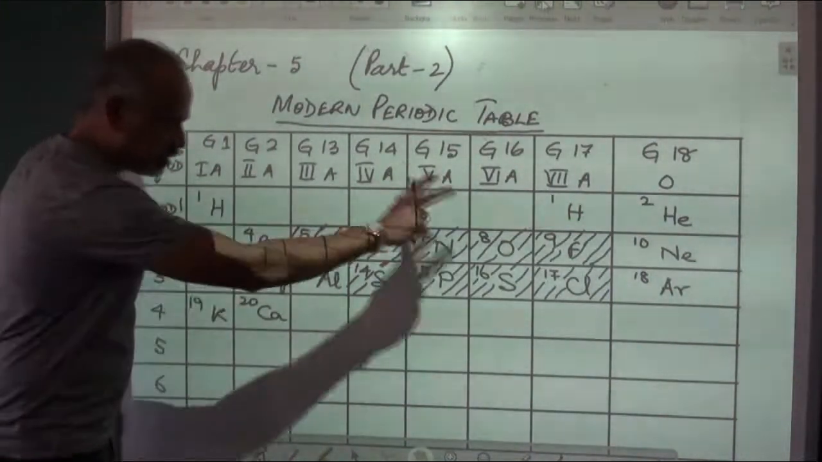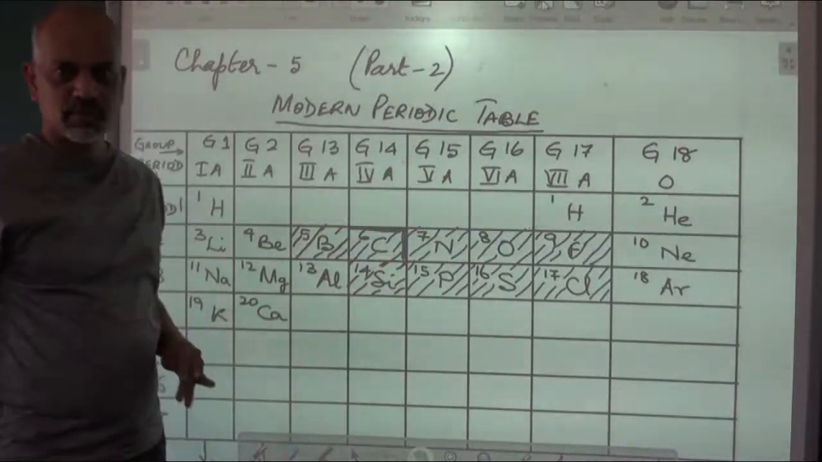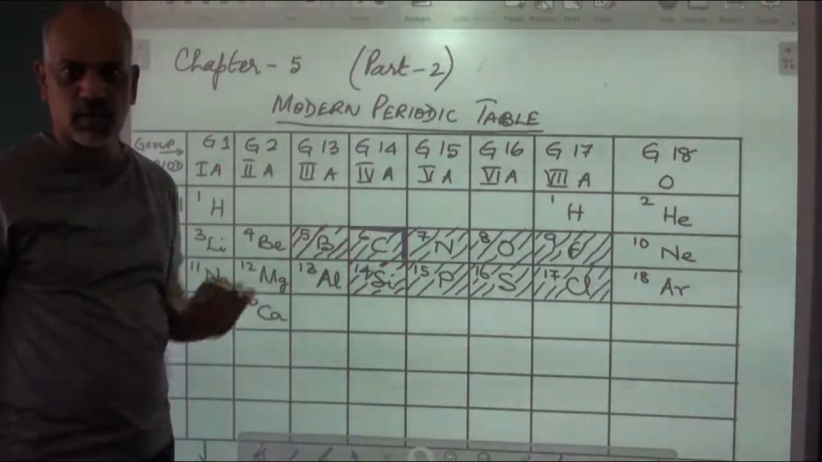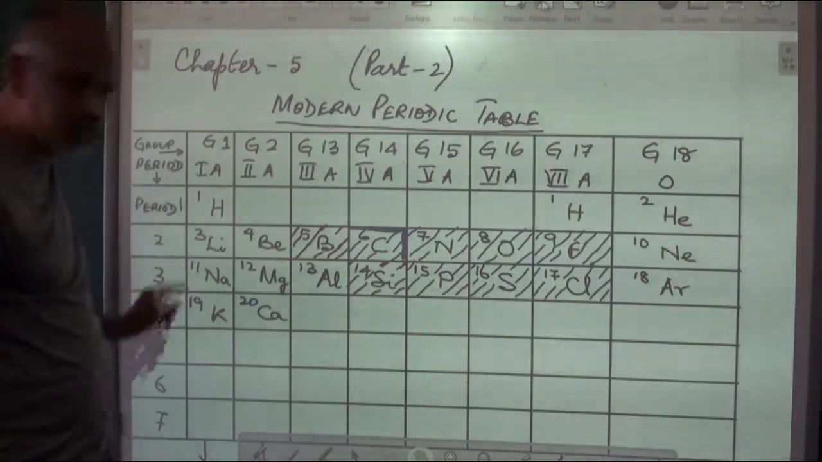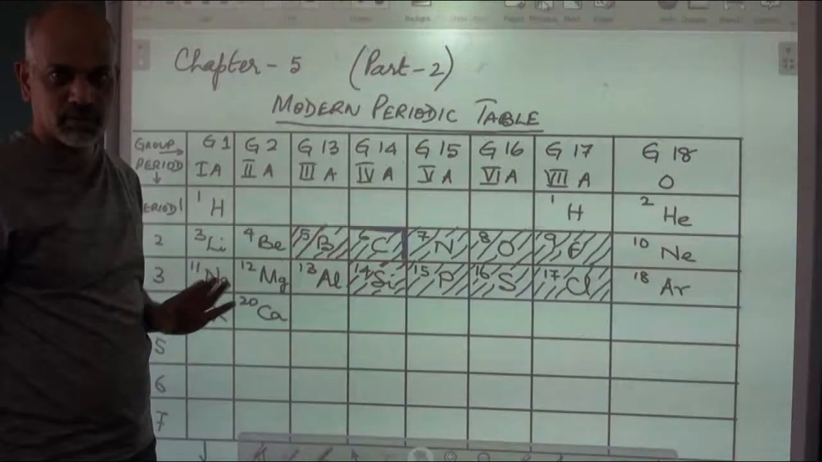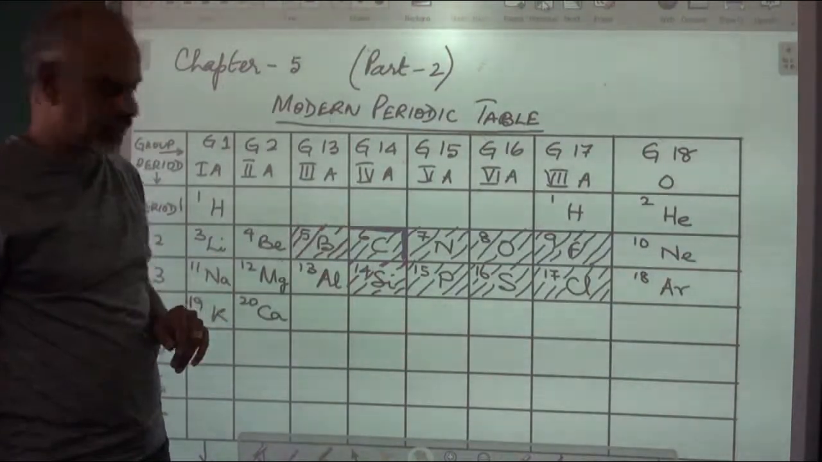So these elements you have to know. The 20 elements in the correct order, and each one belongs to which group and which period. These things you will have to know. So practice this table.